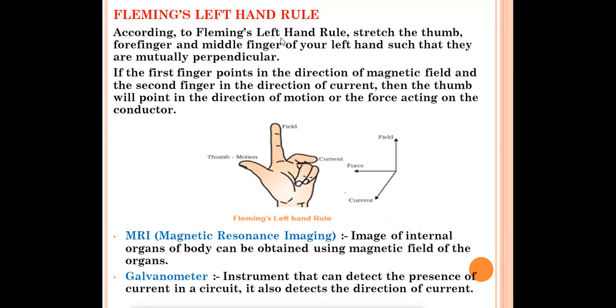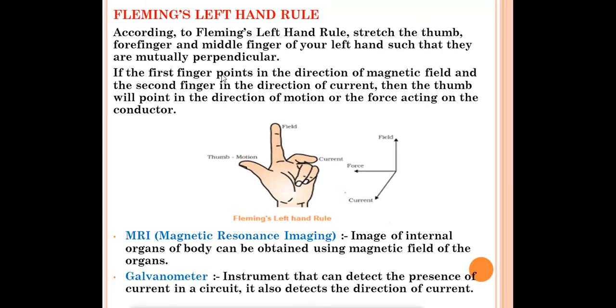According to Fleming's left-hand rule, stretch the thumb, forefinger and middle finger of your left hand such that they are mutually perpendicular. Which three fingers do we have to use for this rule? The thumb, the forefinger and the middle finger. Only three fingers of our left hand, stretched such that they are mutually perpendicular to each other. Perpendicular means they should make a 90 degree angle with each other.